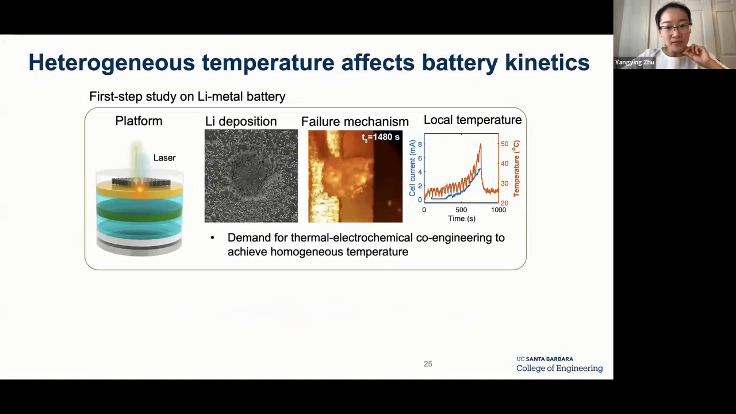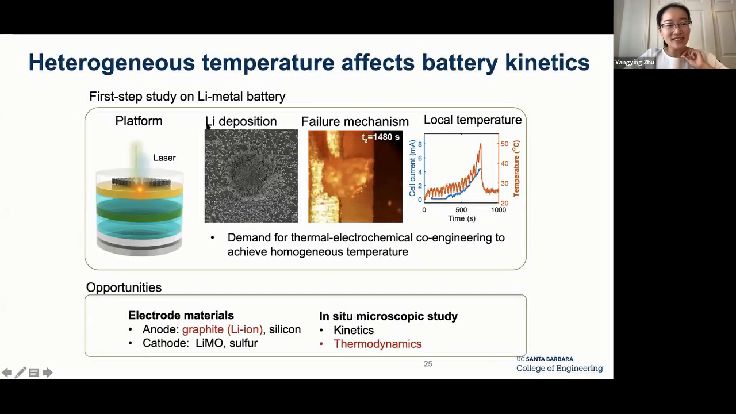And so moving beyond that, we studied the lithium metal battery. I'd like to quickly mention there are a lot of opportunities for other materials, like graphite for lithium-ion batteries, silicon anodes, and even sodium anodes for grid-scale energy storage. There are also lots of cathode materials. People don't understand the degradation mechanisms very clearly right now. So there are lots of opportunities.